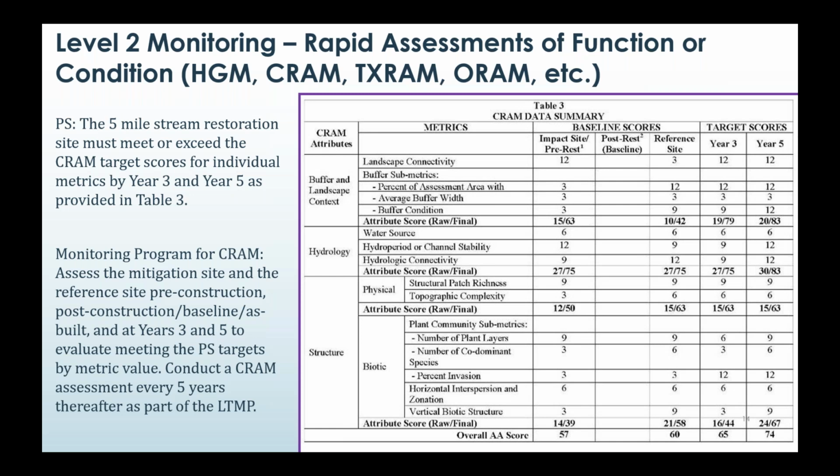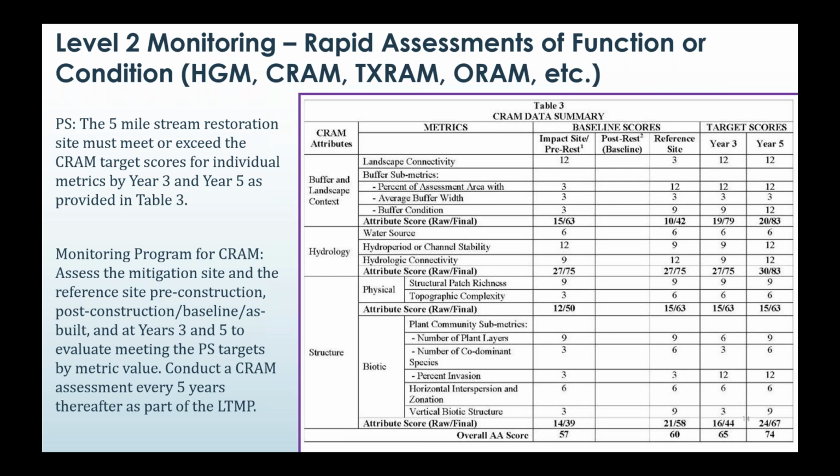We can compare it to conditions from other sites within the watershed or subbasin or region, and they are rapid and therefore much more affordable typically to implement than that level 3 assessment data that needs to be collected during that short period of time. So these level 2 monitoring tools can go into the long-term management and help advise the manager on when, if the score starts to drop, they need to go back out and start assessing in more detail to find out if there's a problem at the site. So I'll get back on track here. The performance standard example here would be, this 5-mile stream restoration site must meet or exceed the CRAM target scores for individual metrics by year 3 and year 5 as provided in table 3.